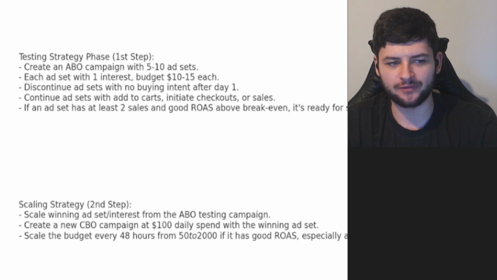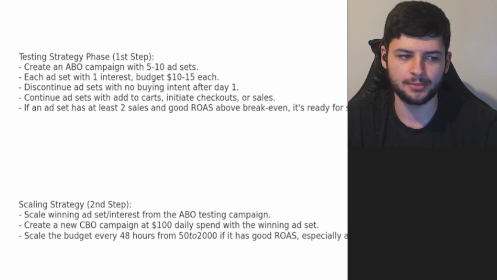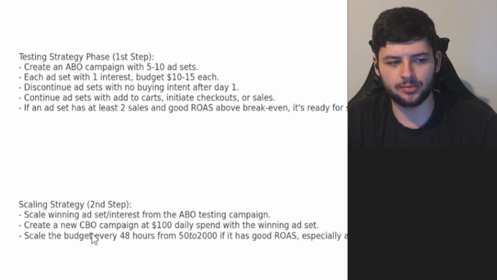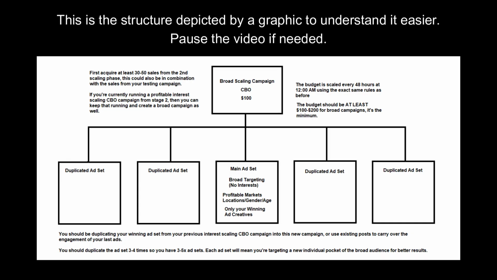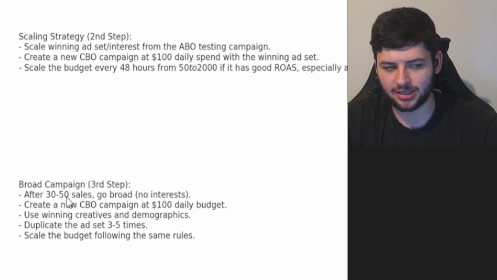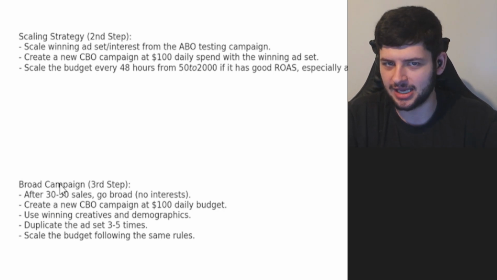Okay, so that's how we find our ceiling to scale our campaign to, and then we just leave it on autopilot and monitor results. Basically at this stage, what we want to do is get to step 3, where we create a broad campaign. We're trying to get 30 to 50 sales before we go broad. And broad basically just means we're not targeting any interest, and we're having more broad targeting on our campaign.